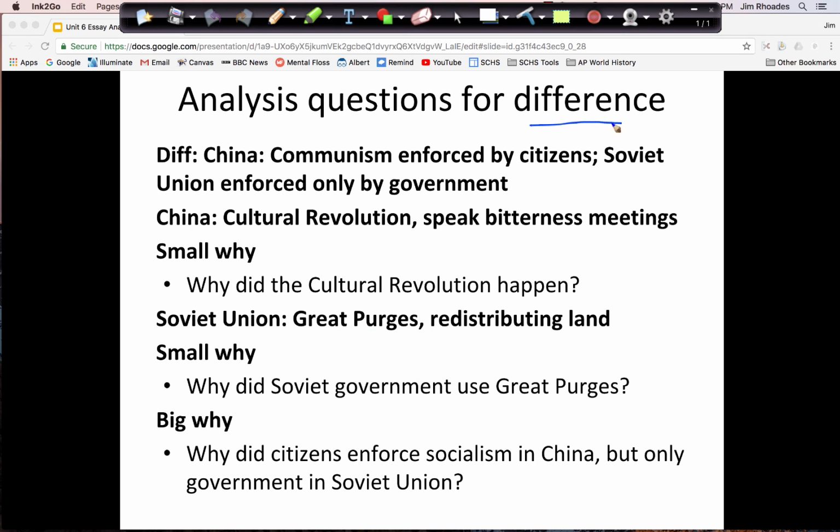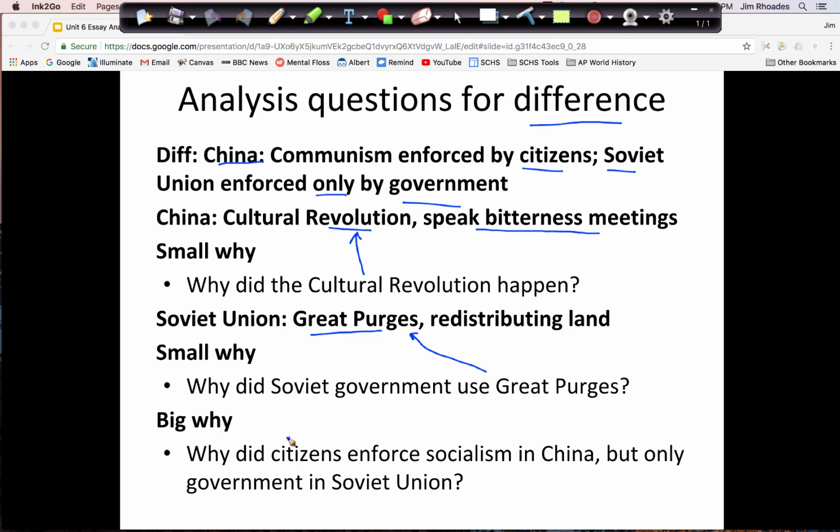So for my difference, remember I had that in China, communism was enforced by citizens, and in the Soviet Union it was enforced only by the government. And I had the Cultural Revolution. Remember the speak bitterness meetings, where people were encouraged to criticize authority figures like landlords and landowners? So why did the Cultural Revolution happen? What's Mao's perspective? Why do they need to refocus people's attitudes? Maybe I can talk about capitalism starting to creep into the economy. For the Soviet Union, I had the Great Purges. Why did the government use the Great Purges? Same kind of thing. Maybe Stalin is paranoid of his enemies or something like that.